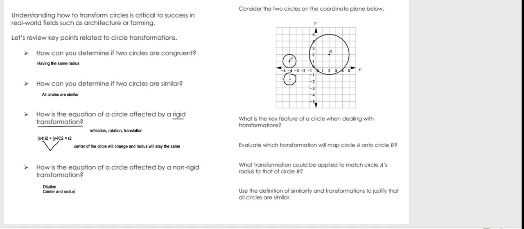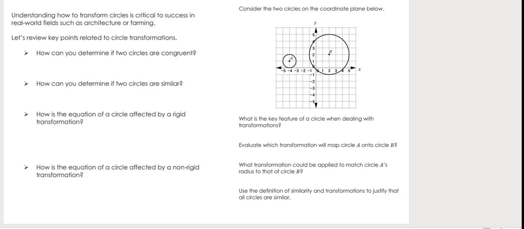All right, so let's take a look at this topic, and I'm going to go here where it says evaluate which transformation will map circle A into circle B. So I'm going from circle A into circle B. What will make circle A be the same as circle B? I'm going in this direction, from A to B.